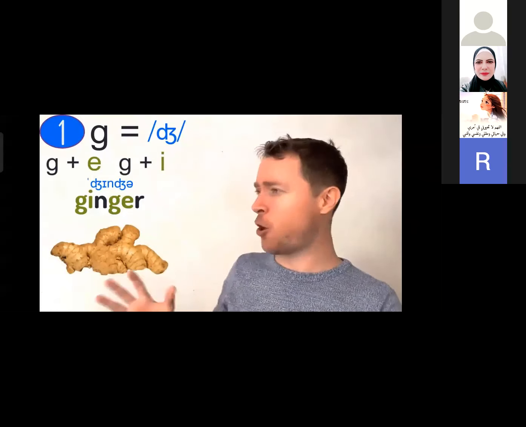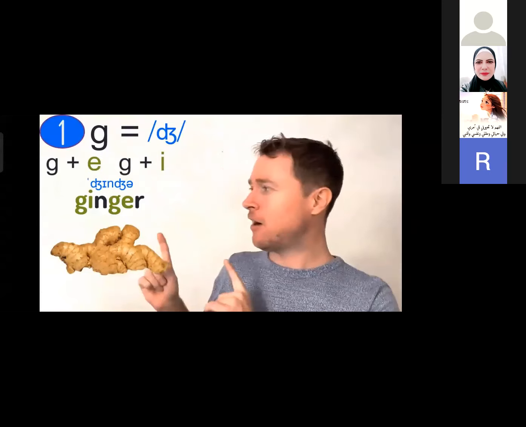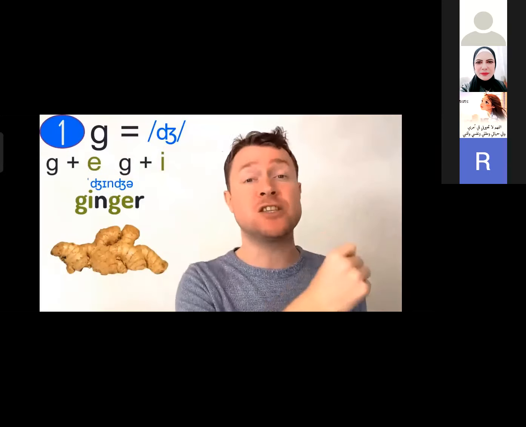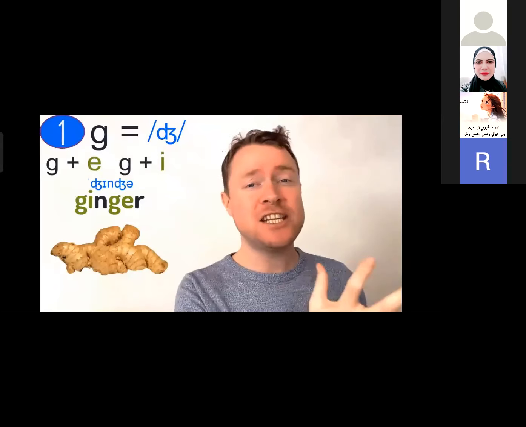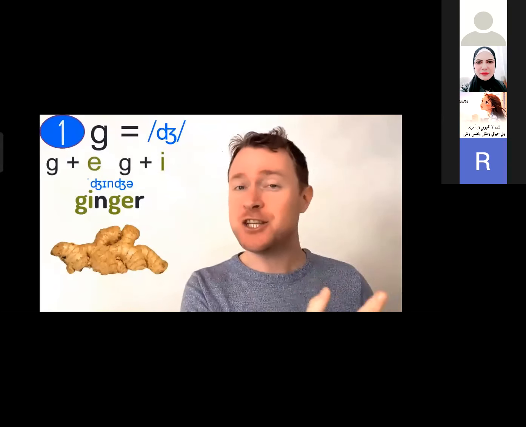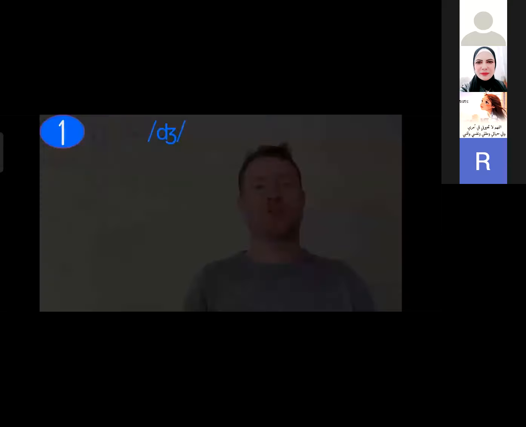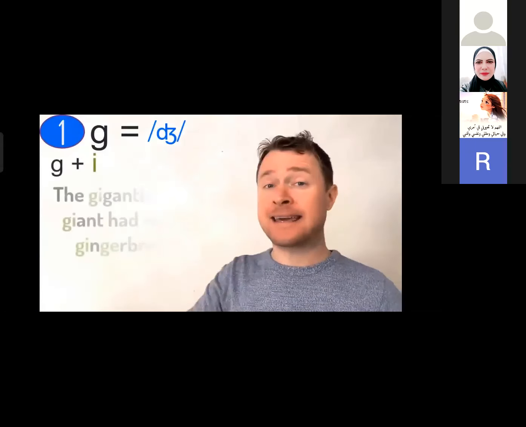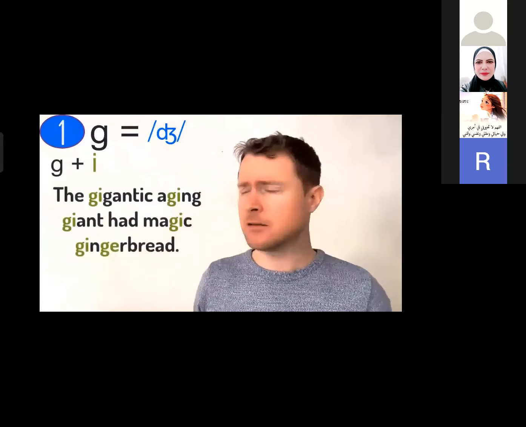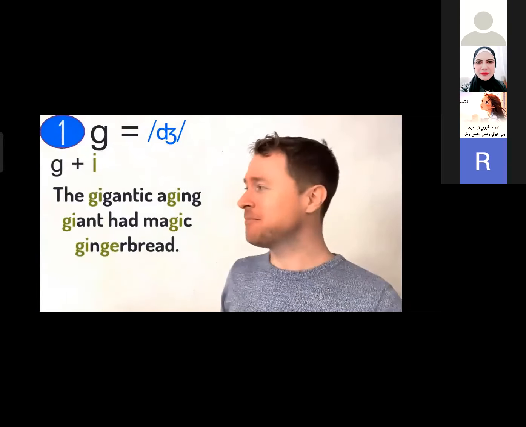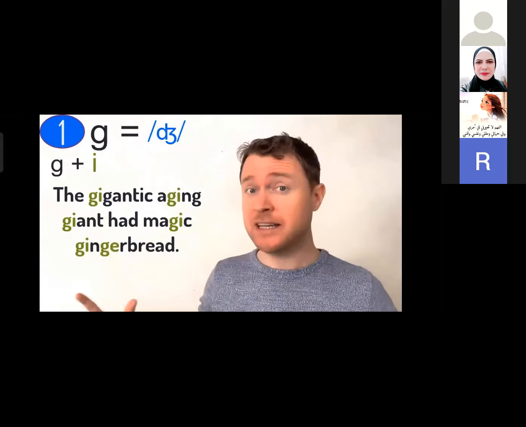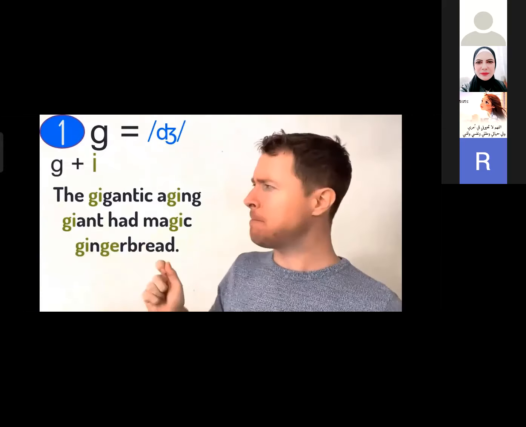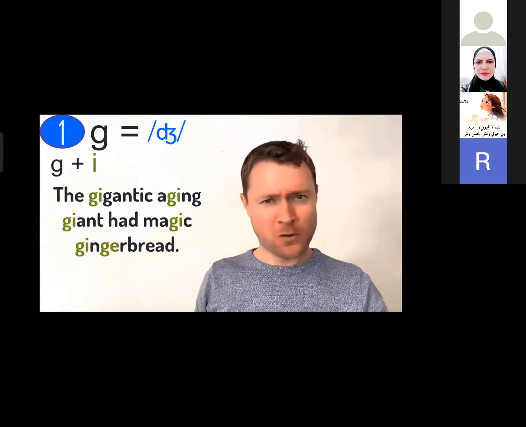Okay, do you like ginger tea? What's your favourite drink to drink that's hot? Coffee, tea? I like ginger. Love ginger tea. Okay, practice with me. Ginger. Okay, well done. Try this practice sentence. The gigantic aging giant had magic gingerbread. The gigantic means really big. The gigantic aging giant had magic gingerbread.